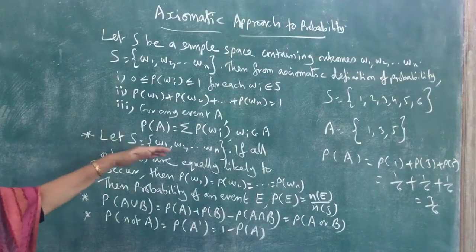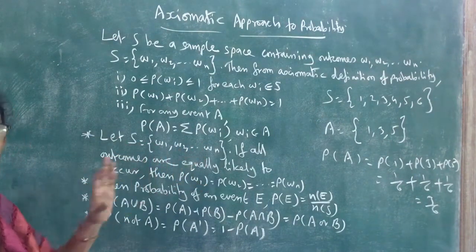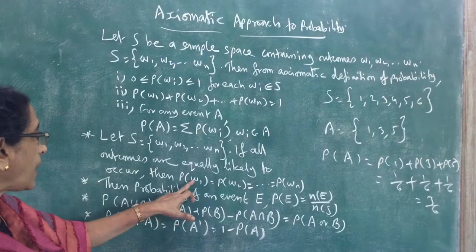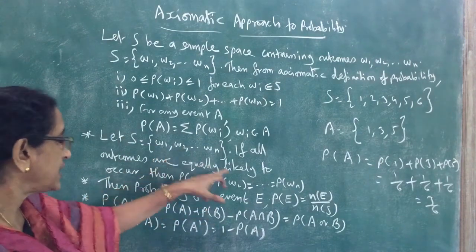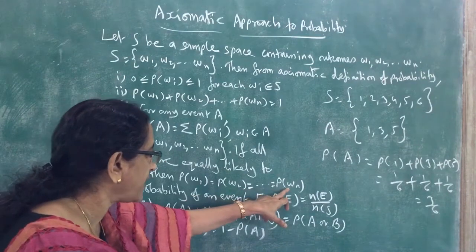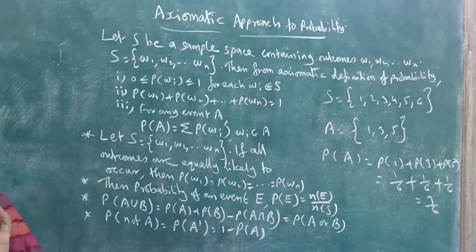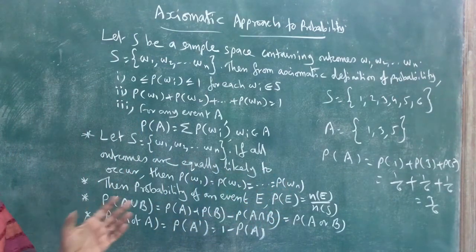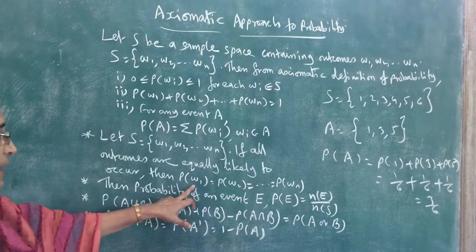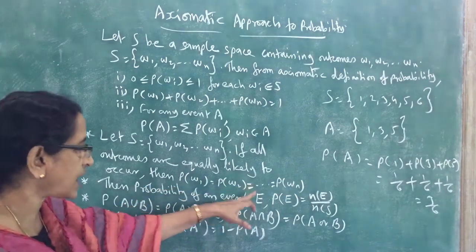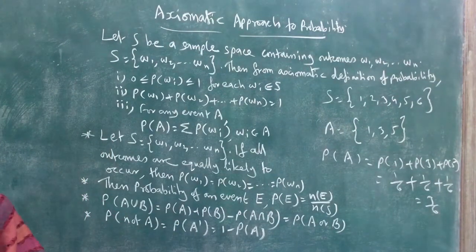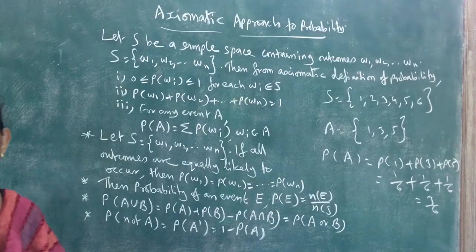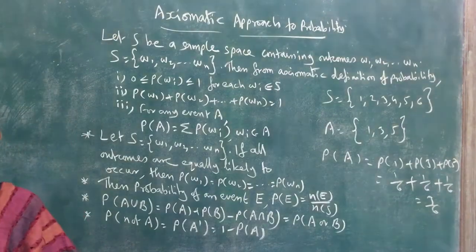So if the outcomes are equally likely, probability of omega 1, the probability for the first element, equals probability of omega 2, equals etc., equals probability of omega n. That is, the probability of the occurrence of each element is equal. So that is the meaning of equally likely. Outcomes are equally likely to occur means they have equal chance of occurring. Probability of each element is the same.